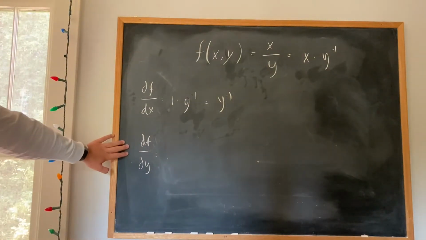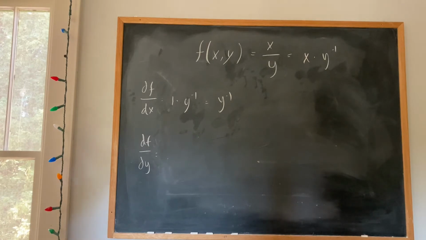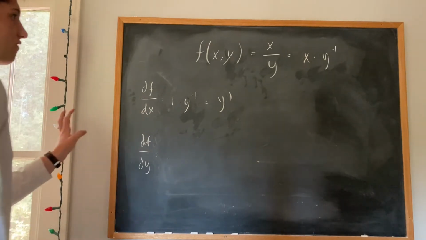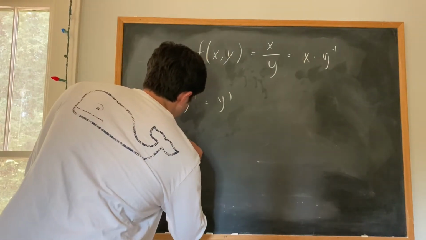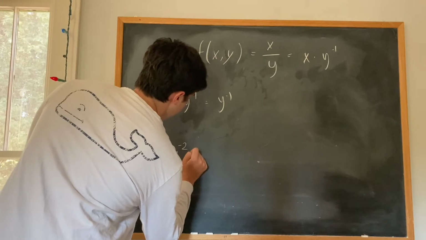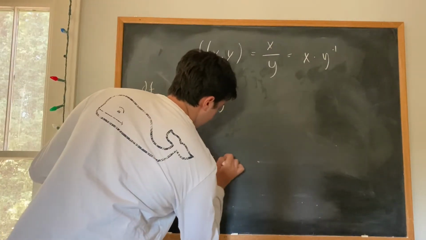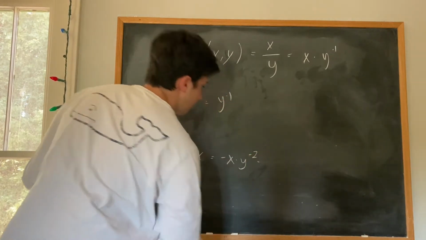And down here, we're going to have x times y to the negative first power, and we want to keep x constant. So, we know the derivative of y to the negative first power is negative y to the negative second power times x. And that will just leave us with negative x times y to the negative second power.